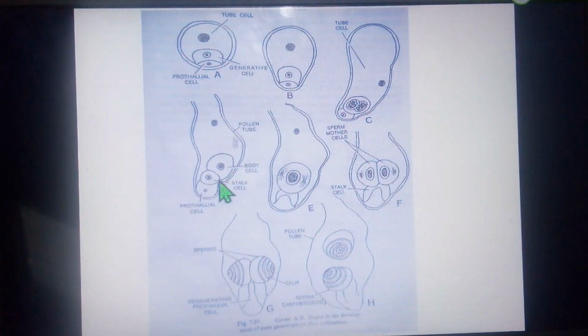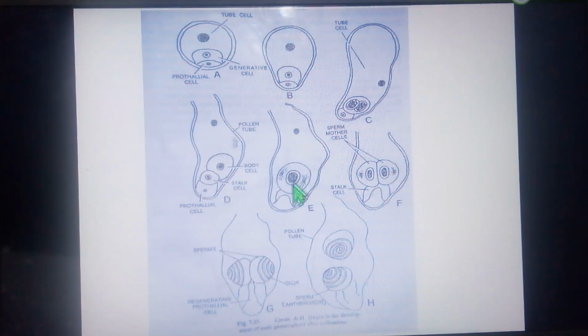Now the stalk cell remains in contact with the prothallial cell and it does not divide any further. And also you can see here in figure E where the prothallial cell penetrates the stalk cell. You can see here the stalk cell remains in contact with the prothallial cell, and in the next step the prothallial cell will penetrate the stalk cell.